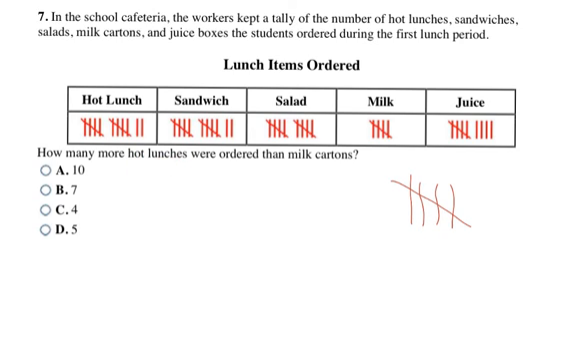So I'm going to look at hot lunches, and I can count by 5s. So 5, 10, and then 11, 12. So hot lunches, there was 12 of those, and then I do the same thing for milk cartons. So milk cartons here, I have a group of 5. So there's going to be 5 milk cartons, and then I just subtract those 2 numbers. And 12 minus 5 is 7. So that means there's going to be 7 more hot lunches than milk cartons, which is choice B.